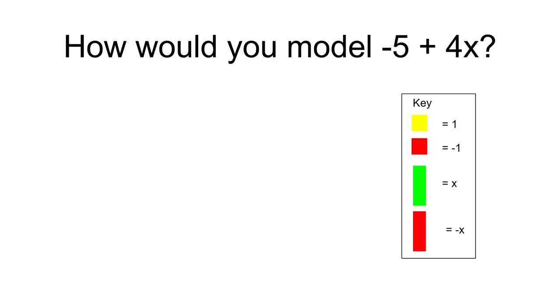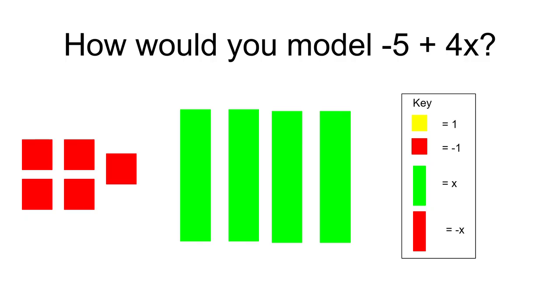Now think about how you would model negative 5 plus 4x. If you said we need red tiles now, you're correct. For 5 negative, we need 5 little red squares. And to show positive 4x, we're going to need 4 green rectangles. Just like that.